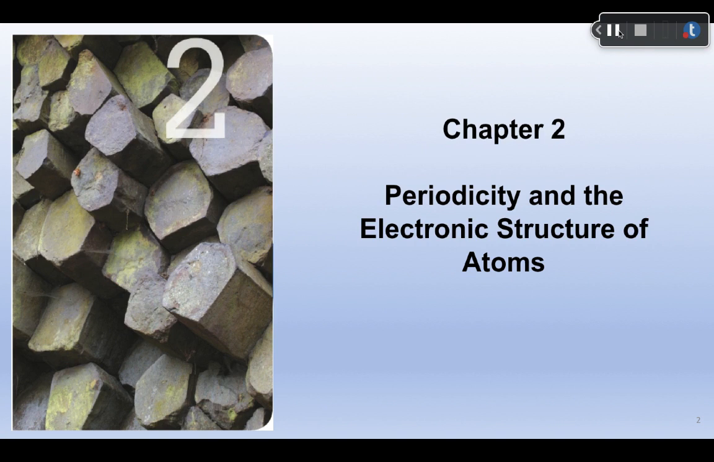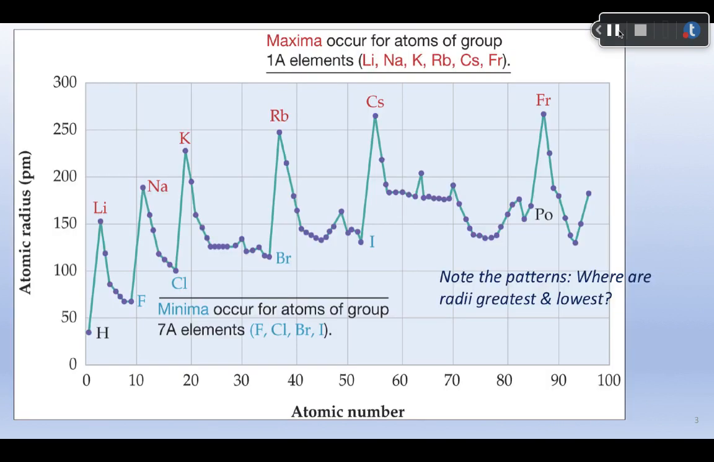This picture of a rock formation shows a periodicity in the fact that there are some repeating patterns amongst those shapes in the rocks, which is something that happens in nature from time to time. Well, let's see how that applies to atoms.